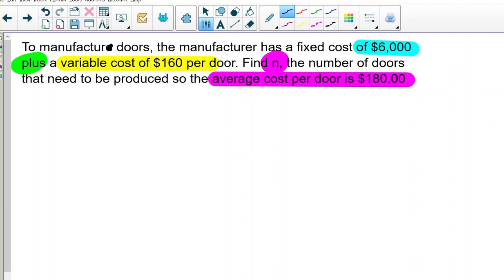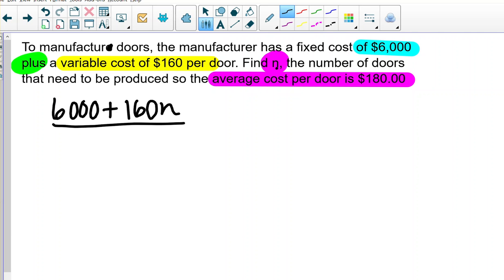So some background information that we need to know is that in order to find the average, you would add up the total amount of something and divide by the number of items. So in this case, if we're trying to find the average cost, the cost is going to include the $6,000 of the fixed cost, plus the cost per door, which happens to be $160 per door. So 160 per tells me in math I'm multiplying, and I'm told to call the number of doors N. So this is the total cost of all the doors.